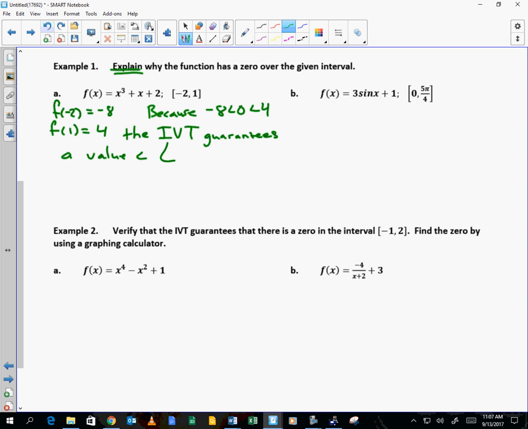A value C in, you're a backward epsilon. That's a symbol for in. In negative 2, 1. Such that. This is such that. Okay, this is such that.